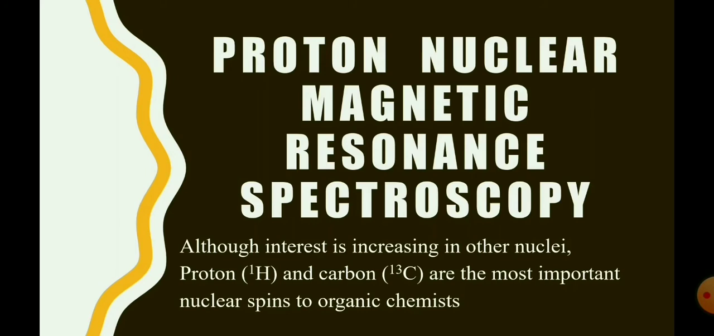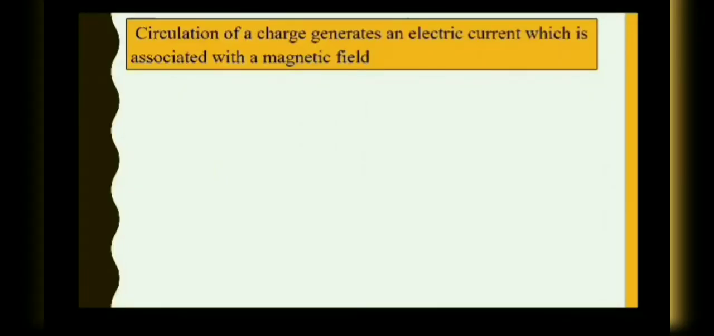Let's get to our next section, proton nuclear magnetic resonance spectroscopy. Although there are many nuclei which show nuclear spin or which behave as tiny magnets, proton and carbon 13 are the most important nuclear spins to organic chemists. So let's begin with proton magnetic resonance.